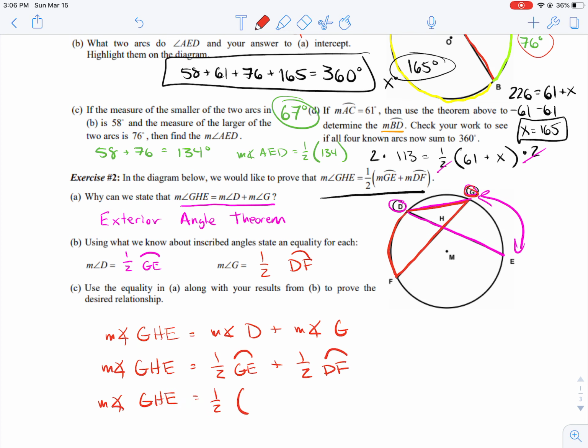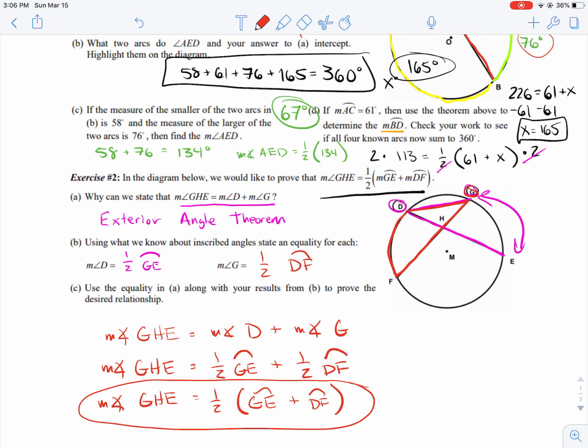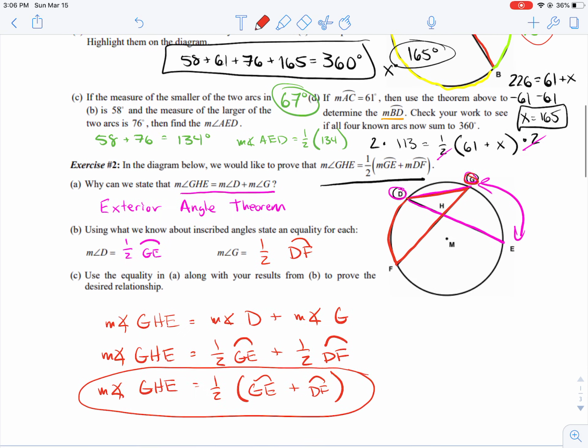Substitute, or not, sorry, factor out a 1/2. And we are left with what it is we were trying to show. Okay. Take a minute to let that soak in.